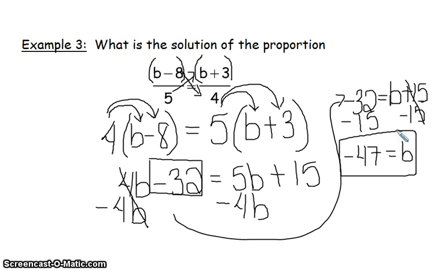Now my suggestion is to go back and plug negative 47 in for b, simplify this numerator, and double check to make sure that your ratios are equivalent. If they aren't, then this will not be the correct answer. It does work in this case, but it's always good practice to go back and make sure of your answer.